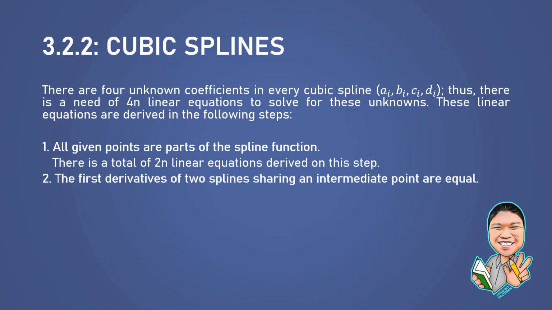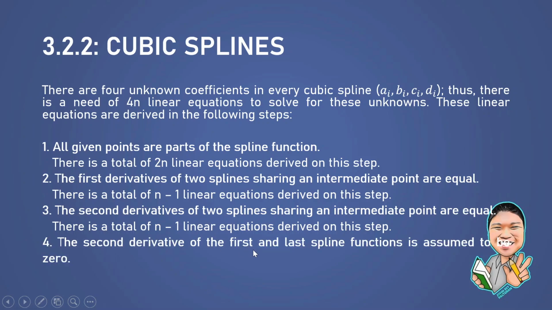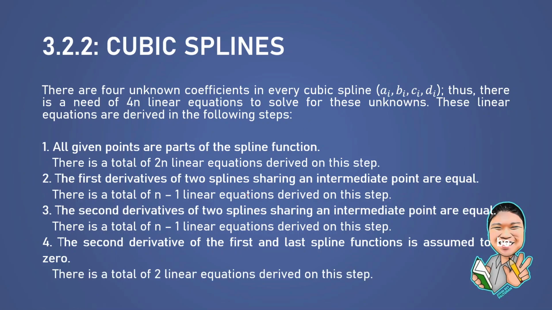The next step is the first derivative of two splines sharing an intermediate point are equal. So, there is a total of n minus 1 equations derived on this step. The third step is yung second derivative of two splines sharing an intermediate point din daw is equal. Kaya makaka-create din dito ng n minus 1 linear equations. And lastly, the second derivative of the first and last spline is assumed to be 0. So, ang madederive natin dito is dalawang linear equations.